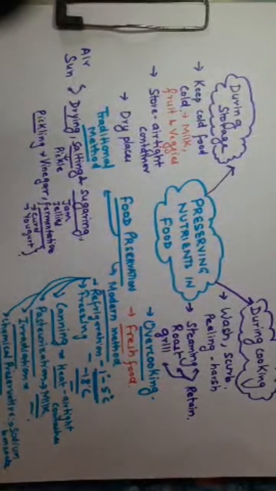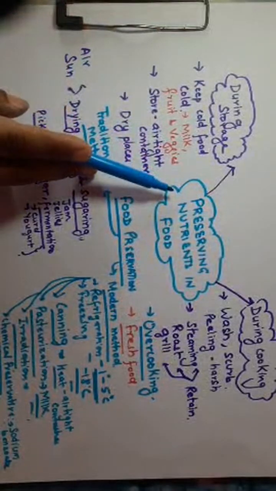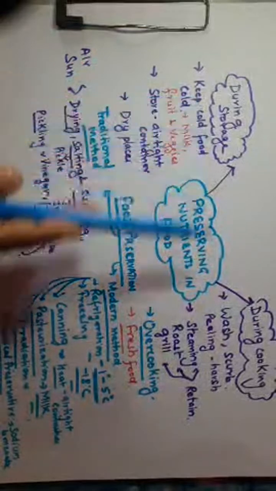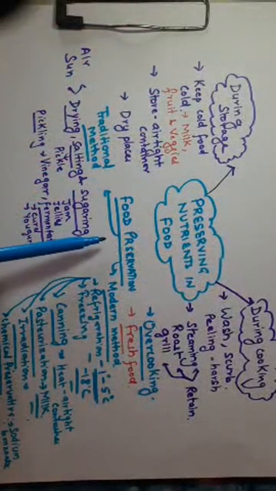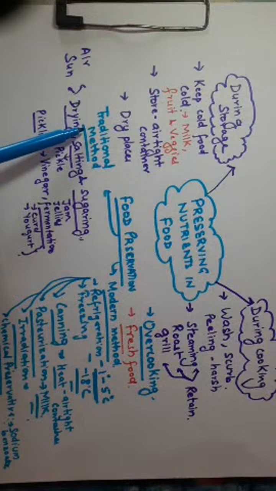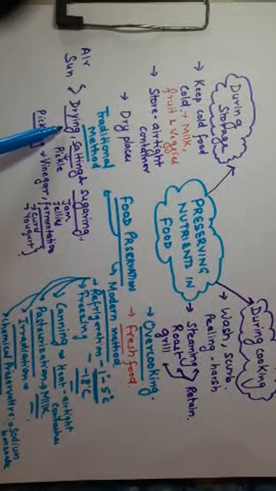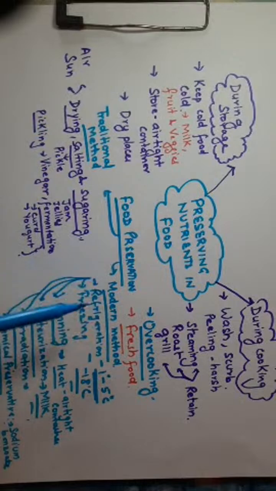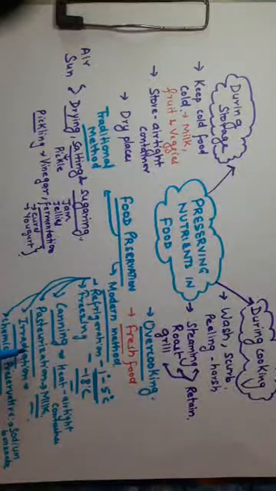First we understood why it is very important to preserve nutrients in the food and how we can do it during storage and during cooking. And then we tried to understand what the traditional methods for food preservation are. The traditional methods include drying, salting, sugaring, pickling and fermentation. And if you talk about the modern methods for food preservation, then refrigeration, freezing, canning, pasteurization, irradiation and chemical preservatives. So these are the various methods.